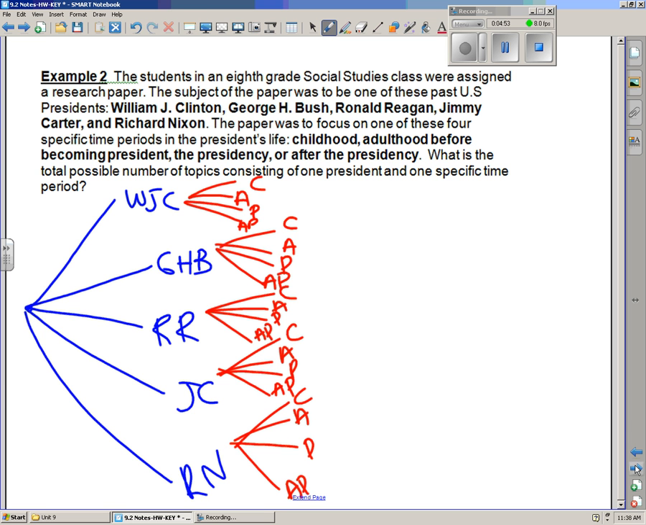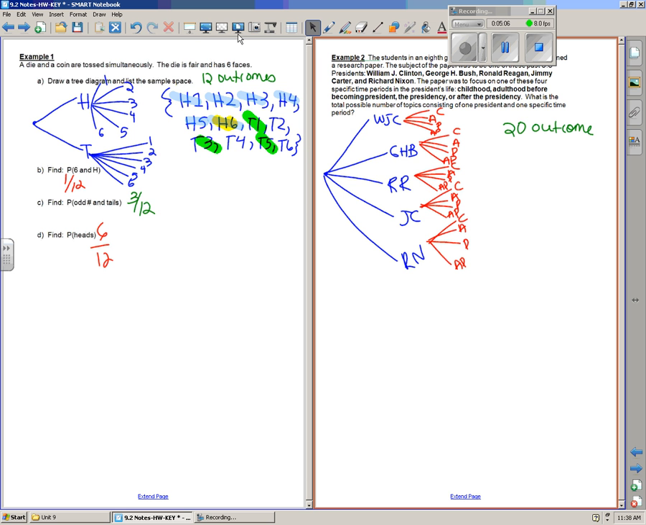So just so you realize, if you read all of your branches, you really have a total of 20 outcomes. So then the question, I think I can do a split screen with this too. Let me go to the next page and do a split screen.